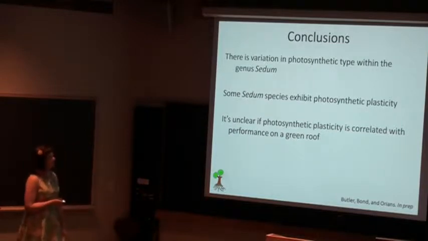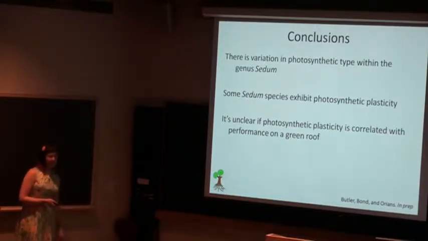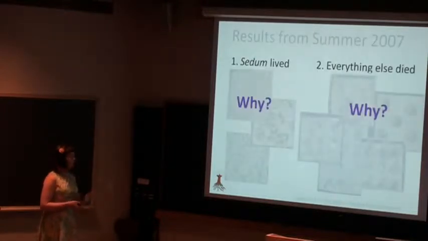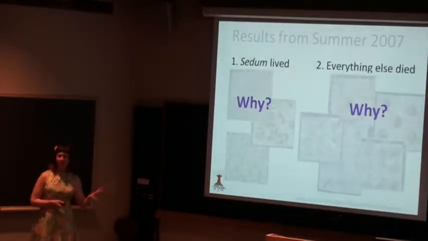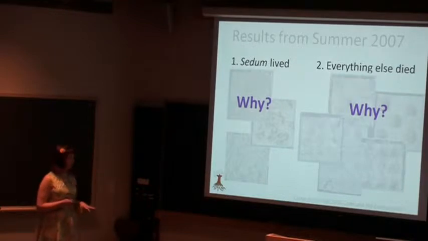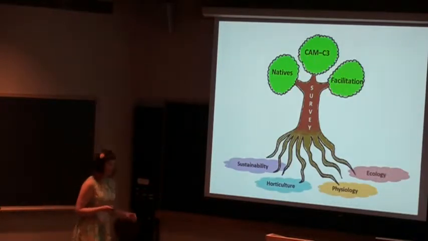So first off, there's variation in photosynthetic type. Some sedum species exhibit photosynthetic plasticity, and it's not yet clear if photosynthetic plasticity is correlated with performance of plants on a green roof. So now we've looked at both of these questions, and now the challenge is really to take this information and synthesize it and see if we can inform green roof design to improve performance. And that brings us to facilitation.